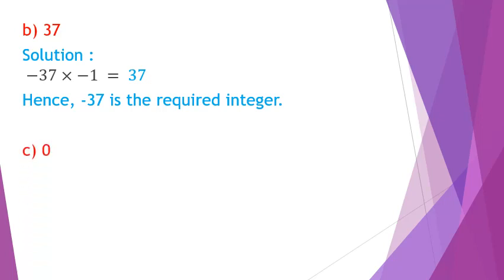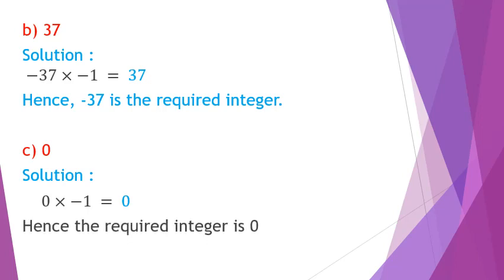Next question. Determine the integer whose product with minus 1 is 0. The same way, if we multiply any integer with 0, it gives the answer 0. So 0 multiplied by minus 1 equal to 0. Hence the required integer is 0.